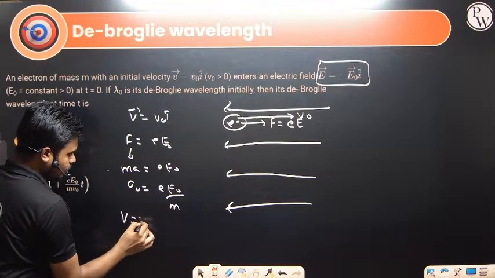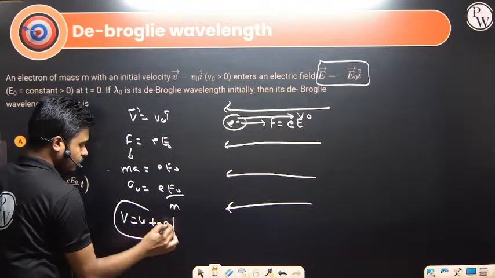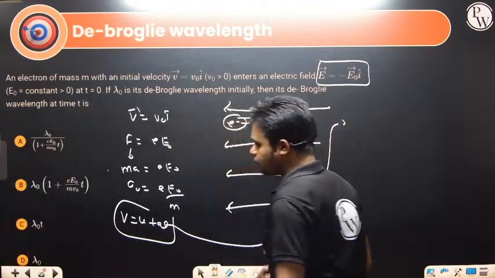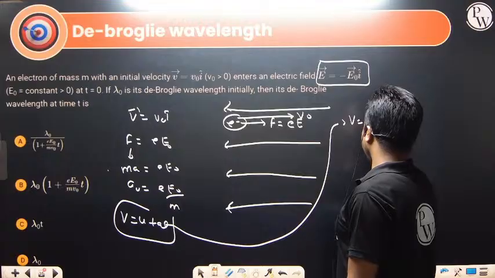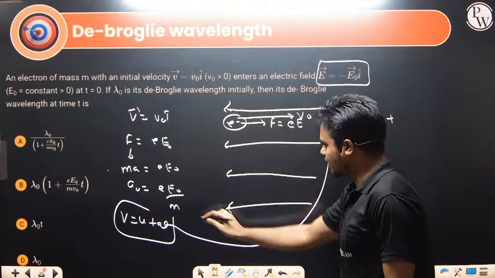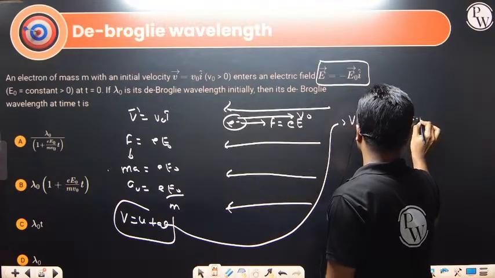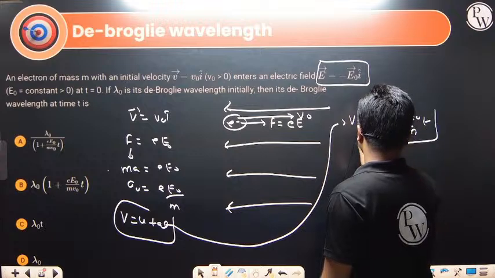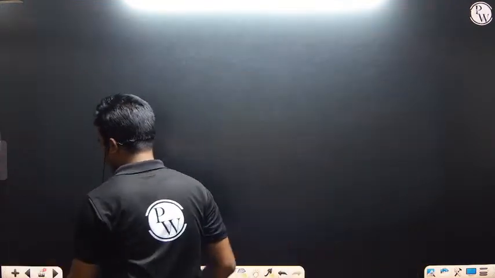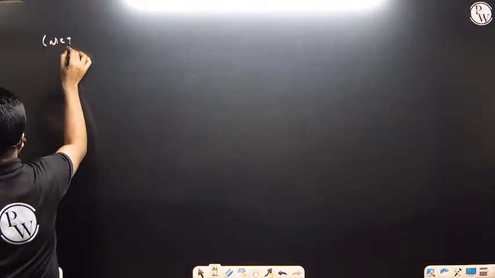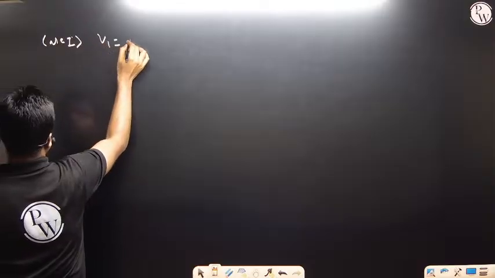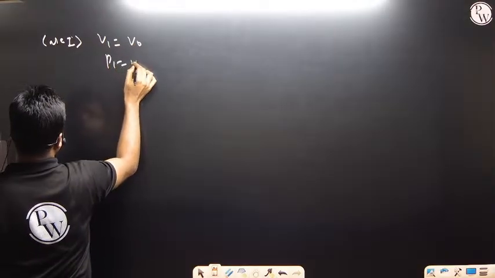So what is V? We have U plus AT. From here we can write directly V is equal to U plus AT. What is U? V naught plus acceleration. What is acceleration? e E naught divided by m, into T. So for case 1 of the question, what is the initial velocity? V naught. What is the initial momentum? m V naught.